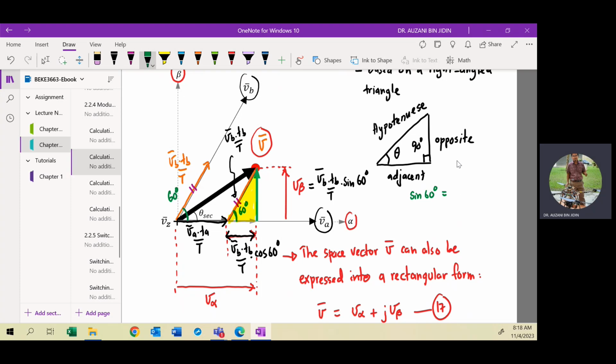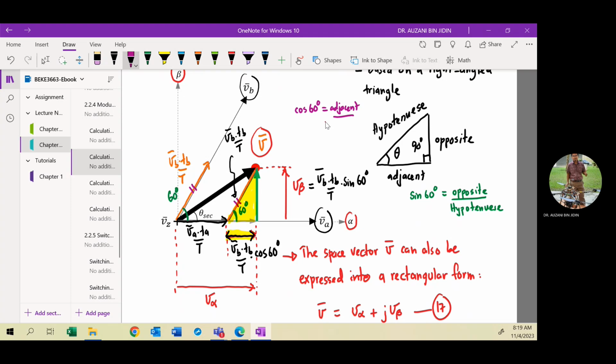Sine is the ratio between opposite and hypotenuse. Sorry, opposite divided by hypotenuse, not adjacent. To calculate the component vector here, you need to apply the sine function. And for the cos function, maybe I write here, cos 60 degrees, you divide adjacent by hypotenuse. Then you rearrange the equation, and you can calculate all the components of the vectors.